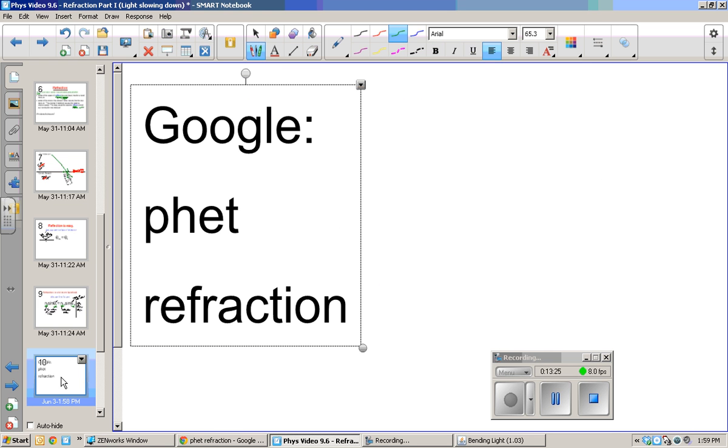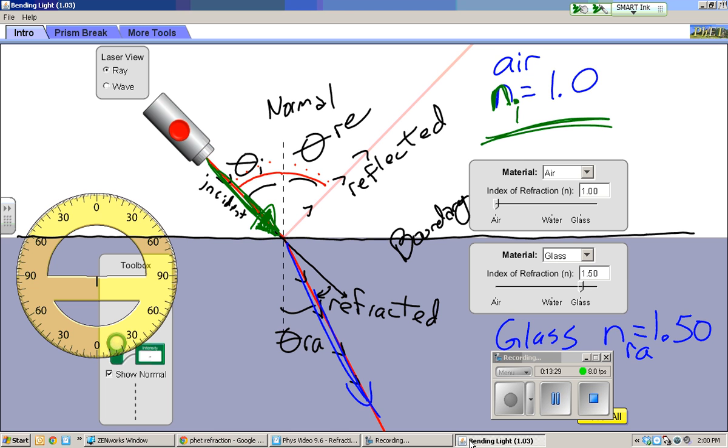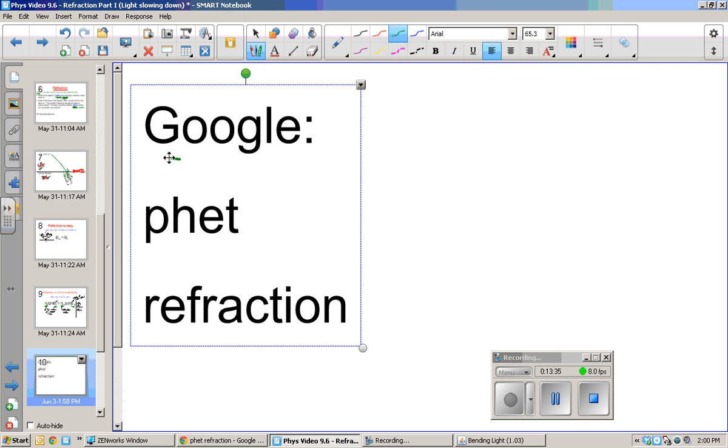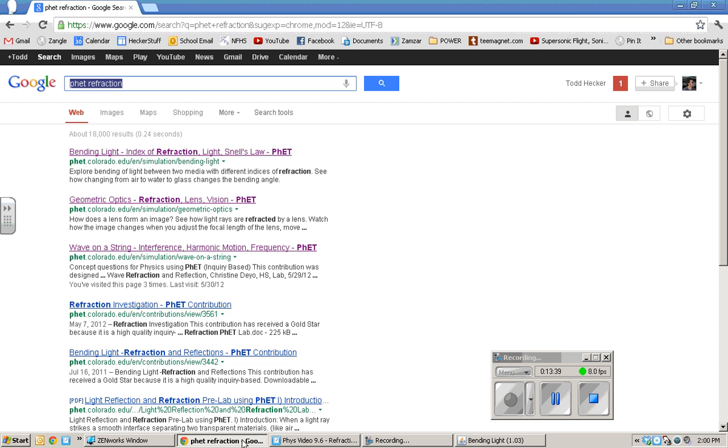All right, so as a quick comment, if you want to use this program here, if you want to monkey around with it, which I do think is not a bad idea, if you go to Google, and you Google the word PHET and the word refraction, it'll be the first hit that comes up.